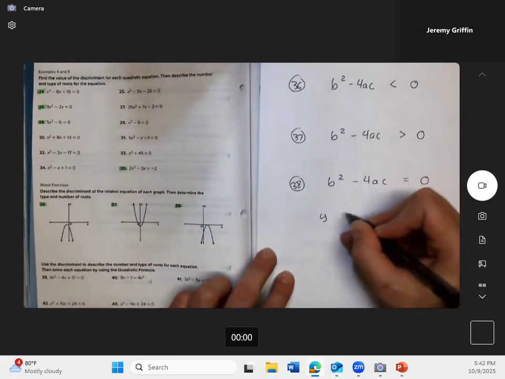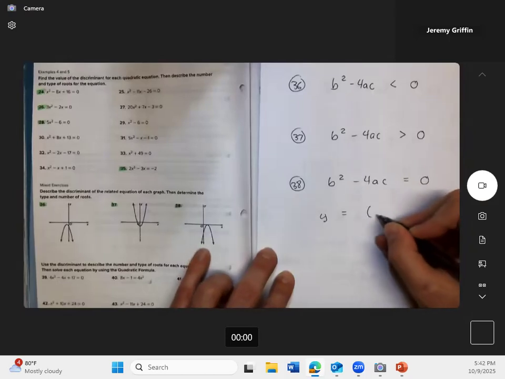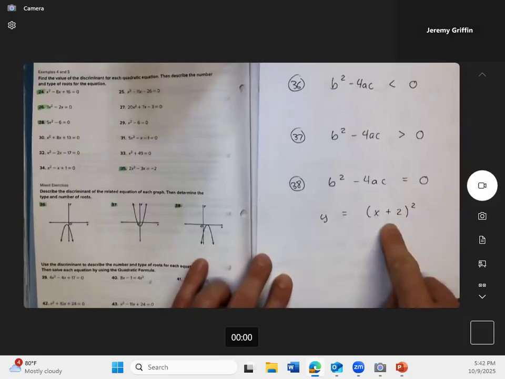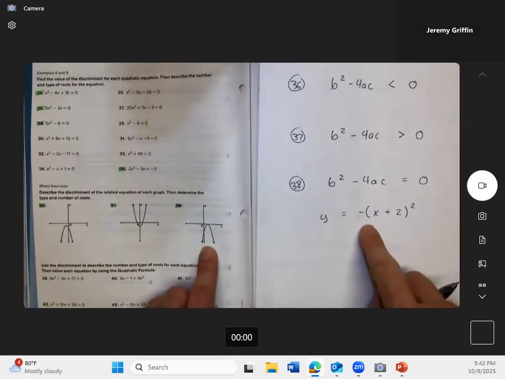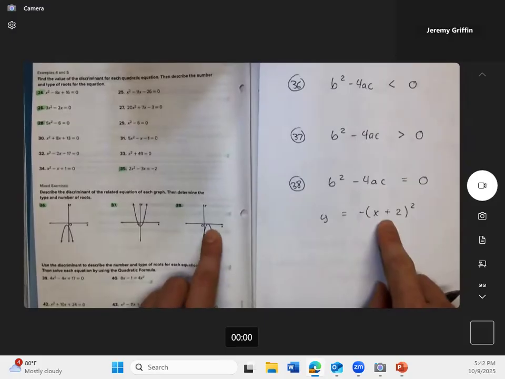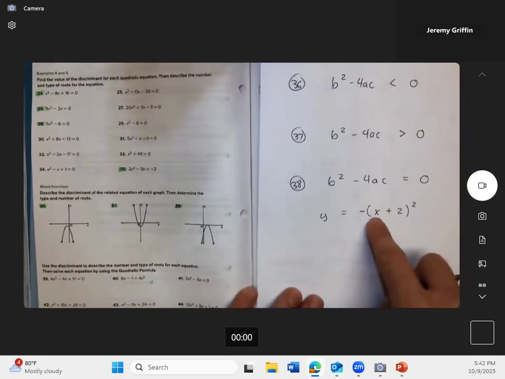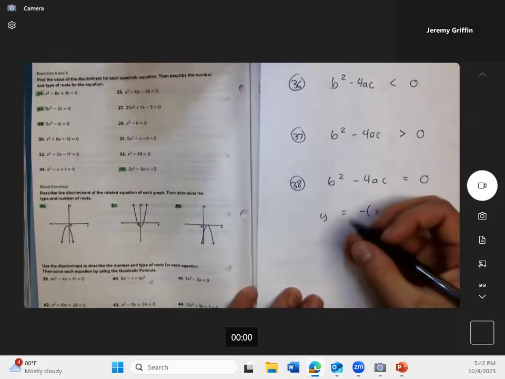Could this be y equals, how about negative x plus 2 quantity squared? I mean, it's negative because it's upside down, right? Okay. So x plus 2, that shifts it to the left. Okay, square makes a parabola and negative flips it upside down. I guarantee you that the discriminant for this one will come out to 0. So let's try it out.